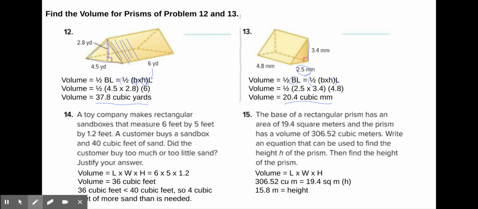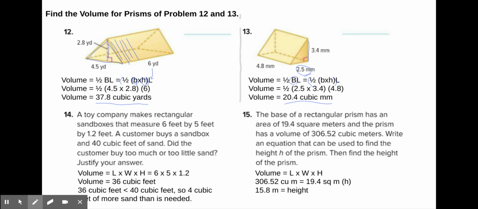Alright, now when we talk the bottom one here, the toy company makes a rectangular sandbox that measures 6 feet by 5 feet by 1 2/10 feet. A customer buys a sandbox and 40 cubic feet of sand. Did the customer buy too much or too little sand? Alright, well, first let's figure out what that sandbox can hold. And so you see the 6 times the 5 times the 1 2/10.